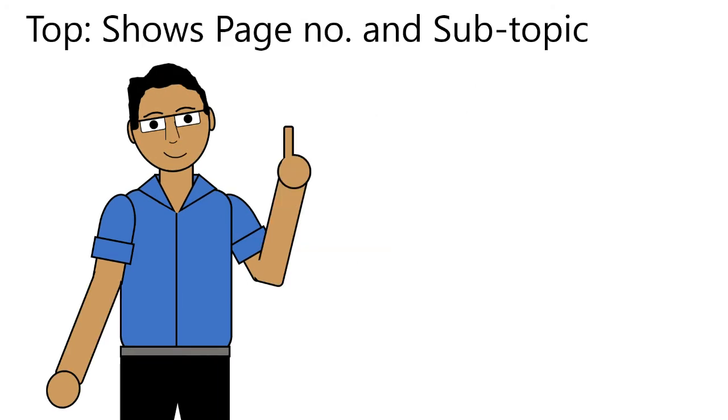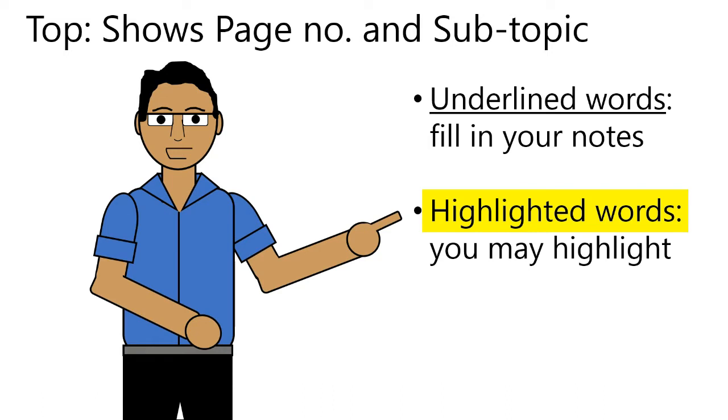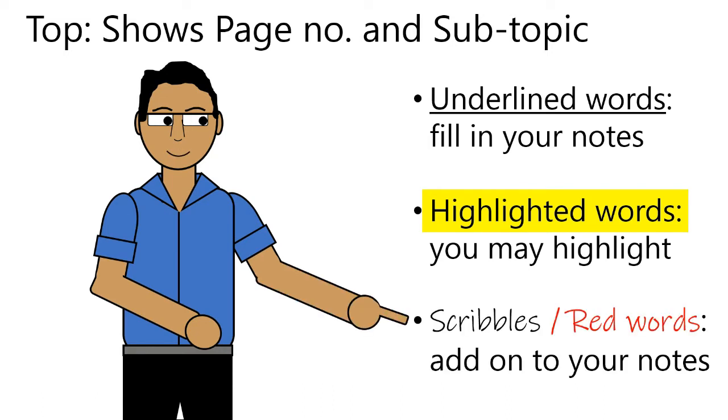As usual, the top will show the page number and subtopic. The underlined words should be filled in your notes. If there are any highlighted words, you may choose to highlight them. And if there are scribbles or red words, add them on to your notes.